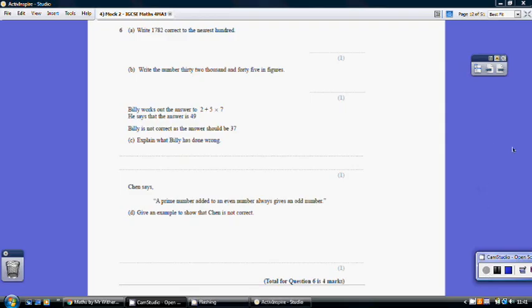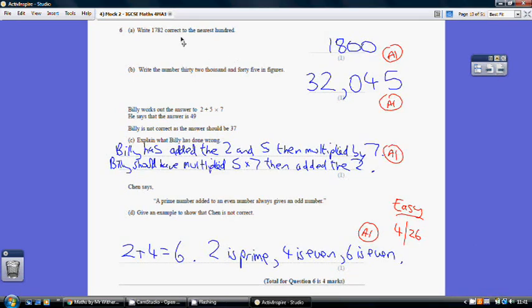Question 6. Write 1782 correct to the nearest 100. Well, to the nearest 100, it's either going to be 1700 or 1800. 82 is bigger than 50, so this is closer to 1800. Write the number 32,045 in figures, so be careful, that's 32,045. Now, part C, Billy is not correct as the answer should be 37.